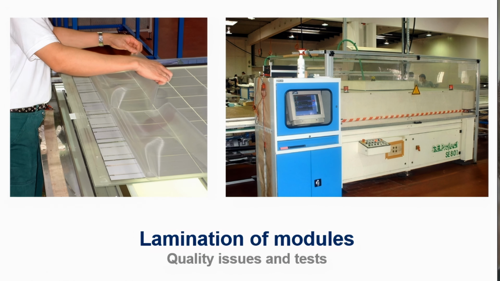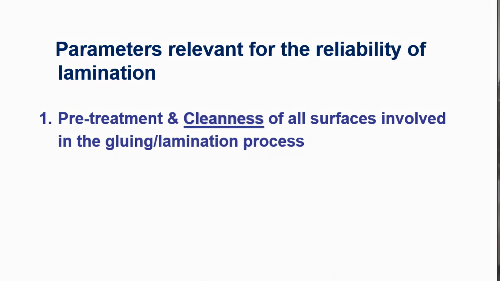There could also be some issues in the lamination of the modules. This is a picture taken already in 2002. Nowadays it's a bit hard to take photographs in the manufacturing sites, so it doesn't look like this anymore. The parameters relevant for the reliability of laminations are, you have to make sure that all the components are really clean, because it's like a gluing process. So the pre-treatment and the cleanliness of all solvents involved in the lamination process are relevant.